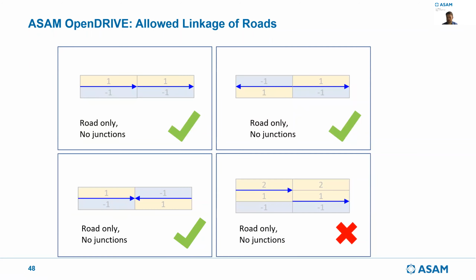And this is something we decided not to allow because it will probably cause trouble for many simulators that you have a jump in the reference line if you're not in a junction. There are cases where this is a necessary construct within a junction, there it is okay. But if you're outside a junction, this is something we said in the standardization project, this is not going to be allowed.